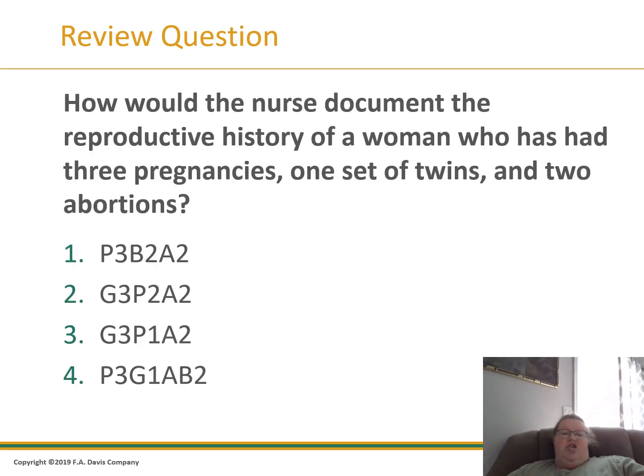All right, so how would the nurse document reproductive history of a woman who's had 3 pregnancies, 1 set of twins, and 2 abortions? She would be a gravida 3 because she's had 3 pregnancies. A set of twins is only one birth. It's not two births. So it would be number 3. Gravida 3, para 1, AB 2.